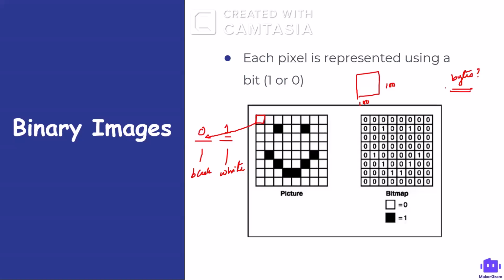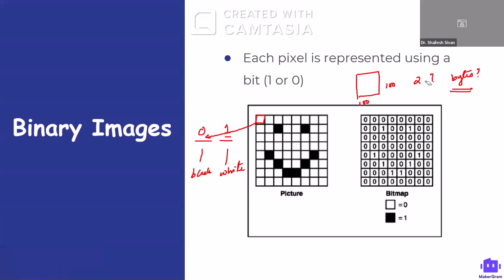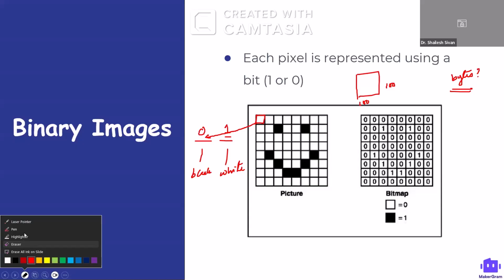25, sir. How much? 25. How did you get that? 10,000 by 8. Yes, that is the correct value. And how can we actually get that?